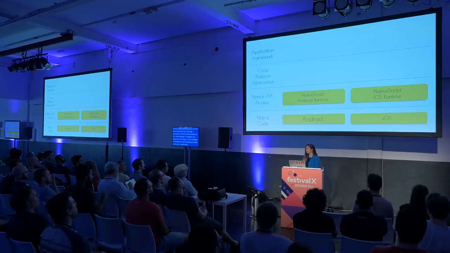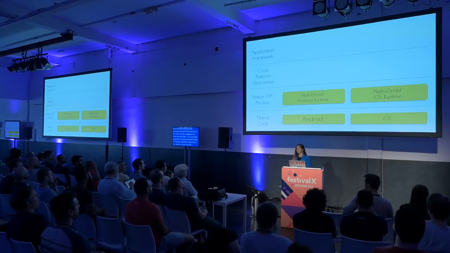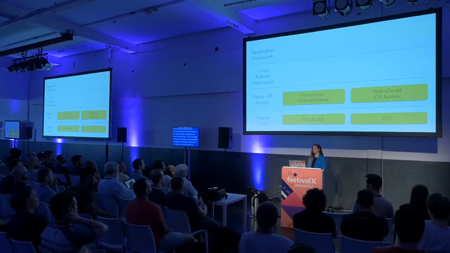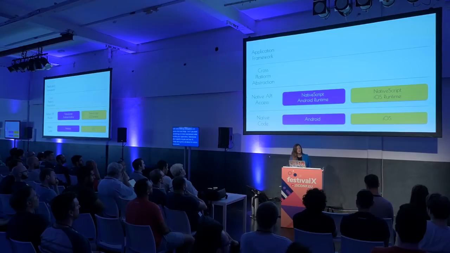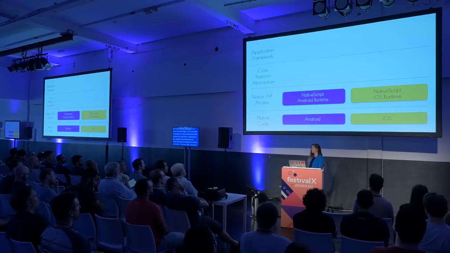But today, we're going to talk about the bottommost levels, the deep stuff. And more specifically, we're going to talk about the Android runtime. The two runtimes are quite similar. And the biggest difference between them is that the Android runtime uses V8 under the hood, whereas the iOS runtime uses another JavaScript engine, JavaScript Core. But the principle of how they work is quite similar.